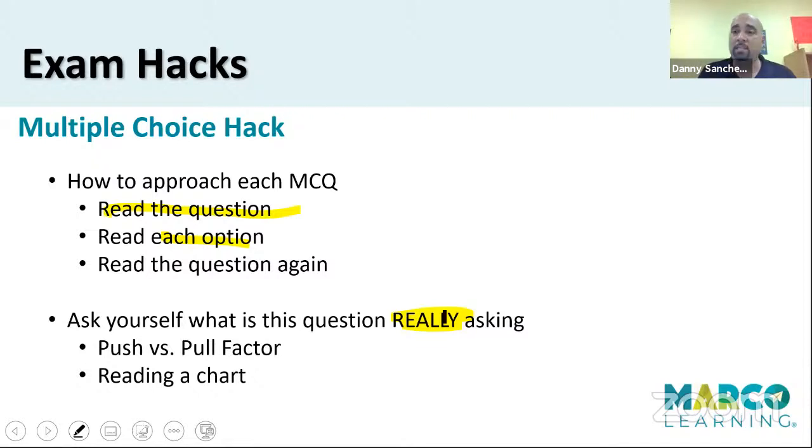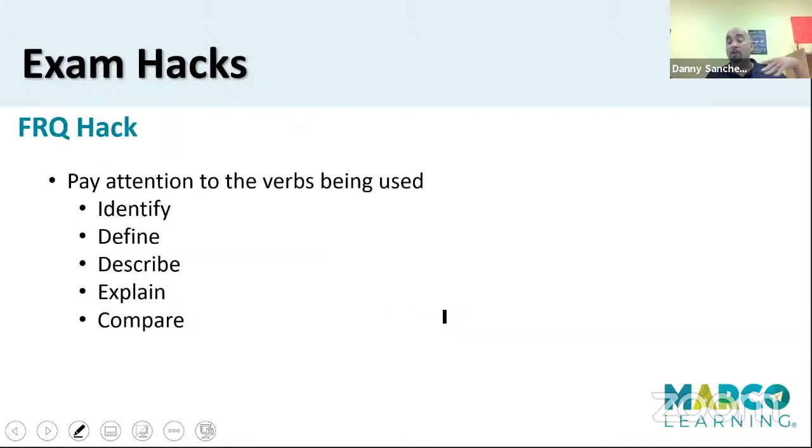All right. Continuing from there, FRQ hacks. Pay attention to the verbs being used. I can't emphasize this enough. You have to be able to identify. Identify means pointing out an example of something, or finding an example of something, or providing an example of something. Can you look at a car and realize that's a car? Something as simple as that.